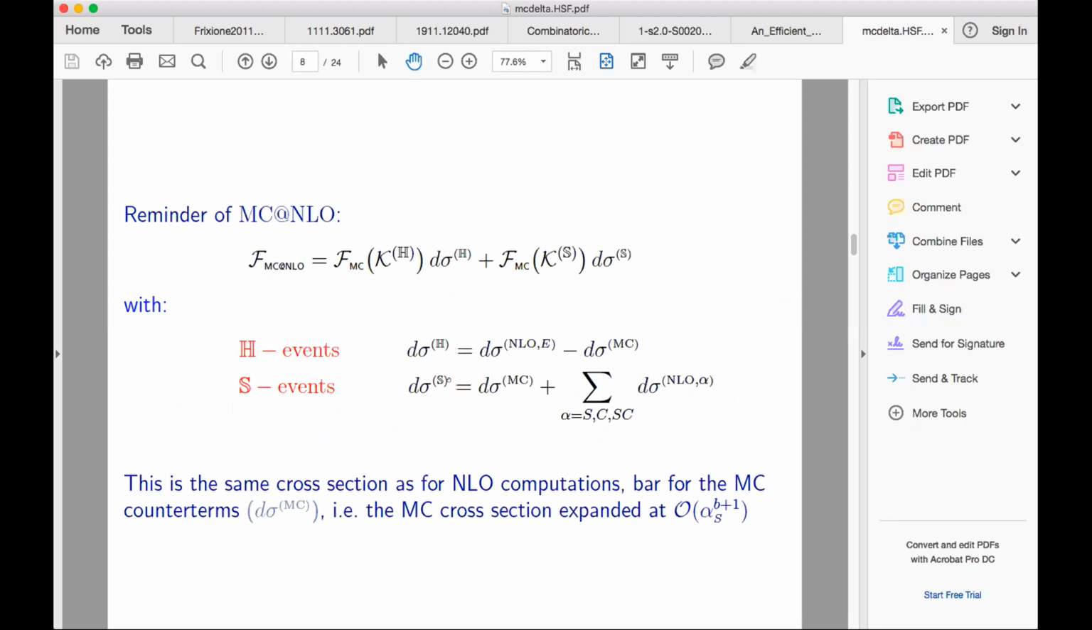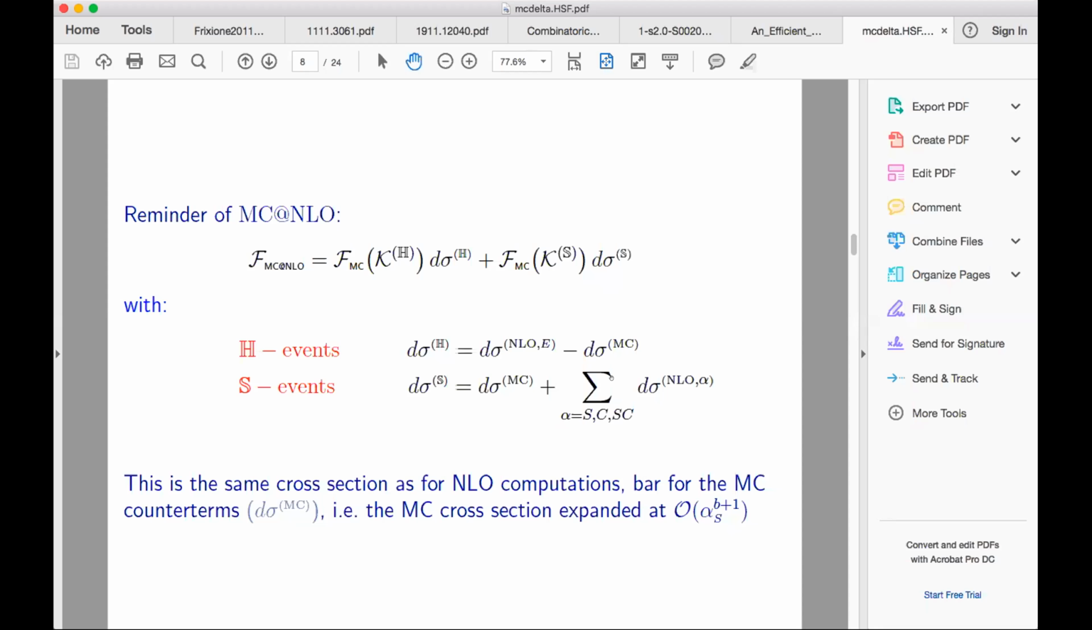Okay, so let me remind you how MC@NLO works, because this is essential to understand how MC@NLO-Delta works. You have the generator of the shower, which is composed of two kinds of events called the S events and the H events. S events have n-body kinematics at the cross-section level. H events have n+1 body kinematics at the cross-section level. And the cross-section is essentially the same one as you have in a fixed order computation, namely this piece plus these pieces here, plus minus the same thing, which is what the Monte Carlo would do if left alone and expanded at order NLO. Okay, so that's all there is essentially.